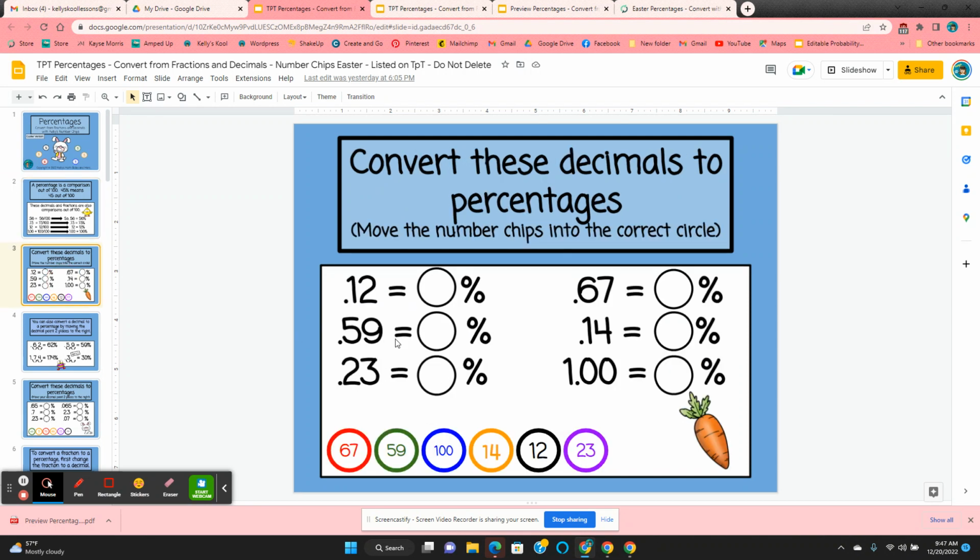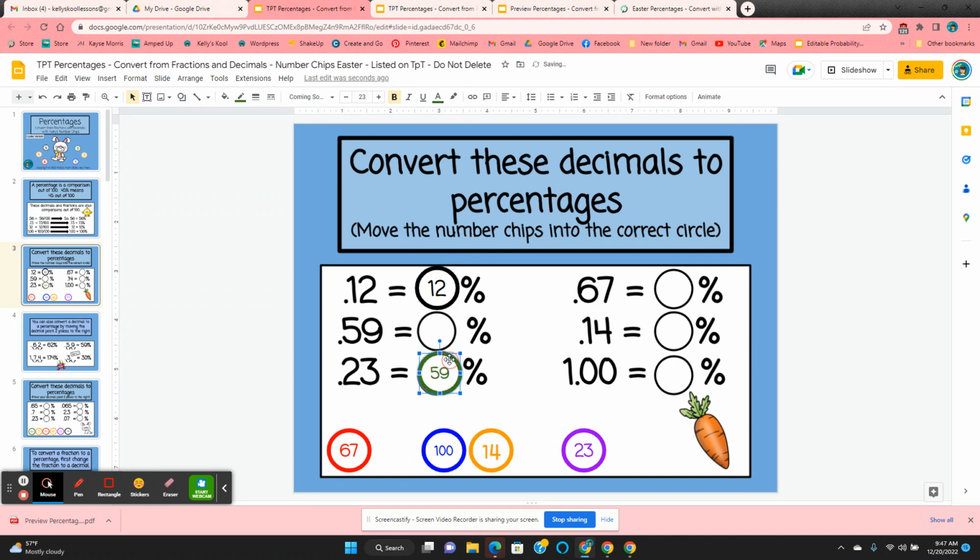Students are going to start on slide 3. They're going to be moving these number chips. So they just click and hold, and then they can move it into the correct circle. This slide is pretty easy. It just gives them a little bit of practice. So 12 hundredths would be 12%. 59 hundredths would be 59%. And then one whole would be 100%. So the students are going to use every single number chip.